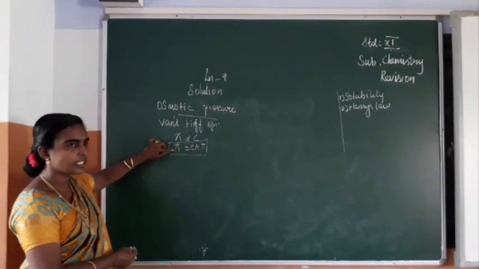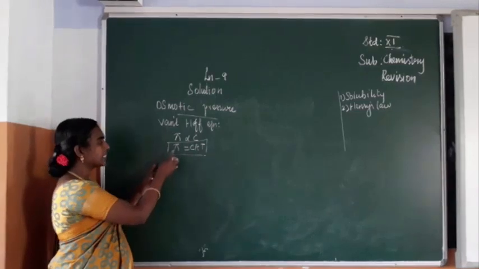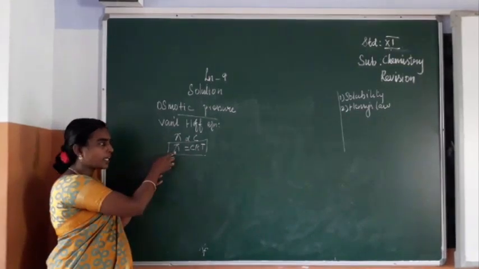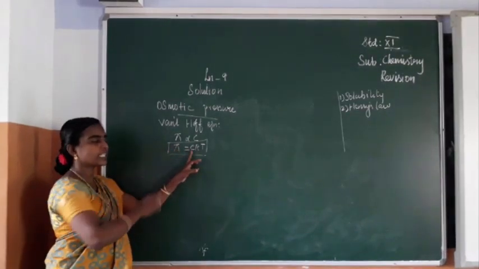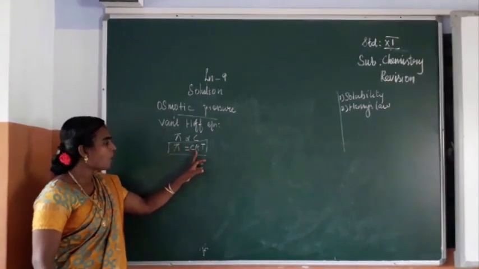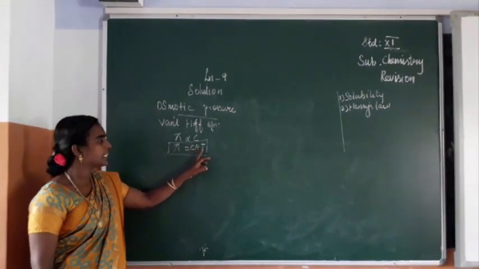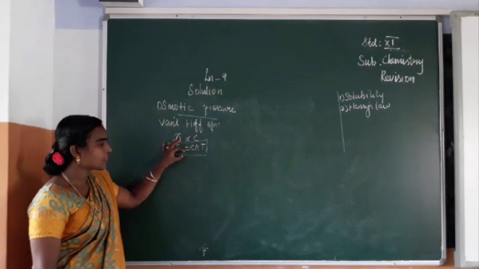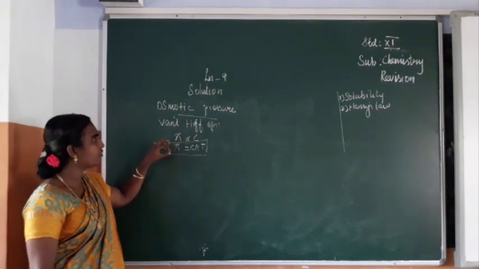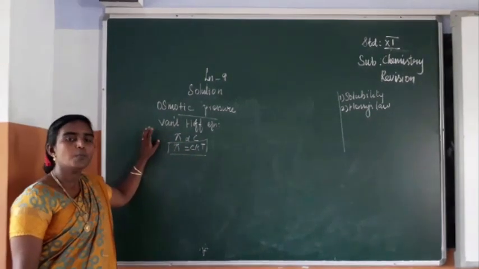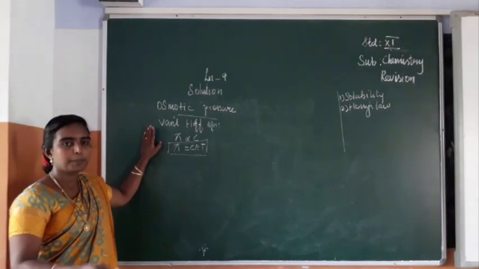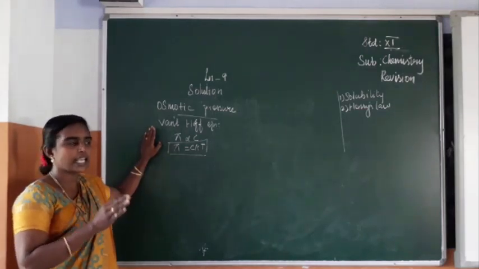So in this equation, each term we can explain like this: pi is the osmotic pressure, C is the concentration of the solution, R is the gas constant, T is the temperature. This equation is also useful for the determination of molar mass of the solute. Previously we have seen it the same way.